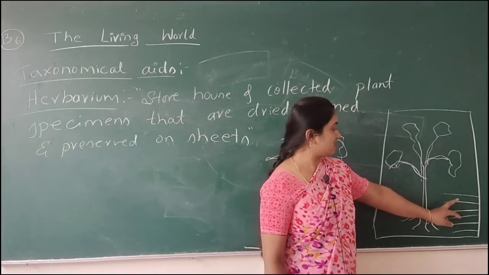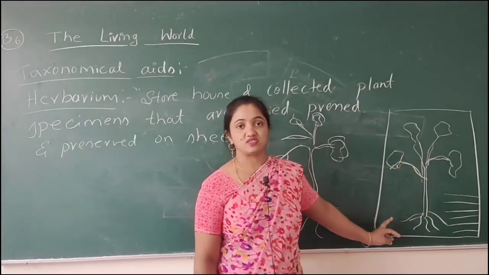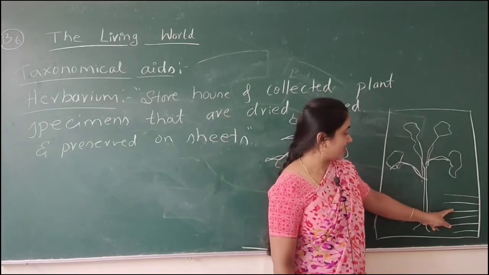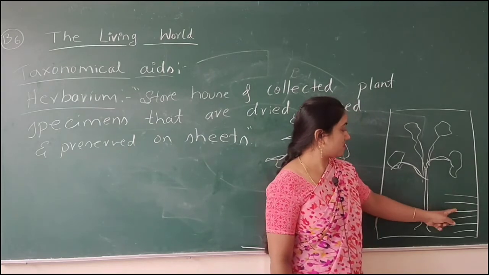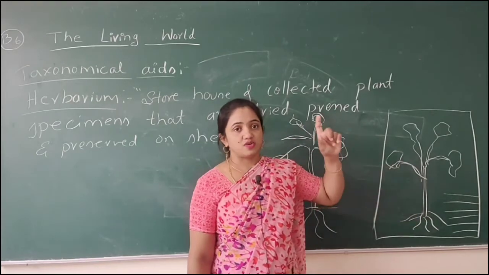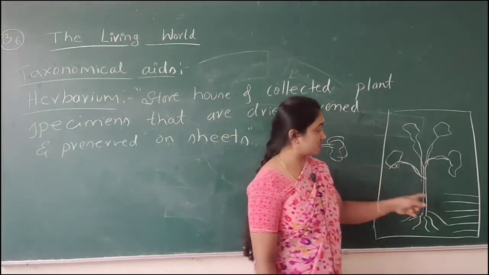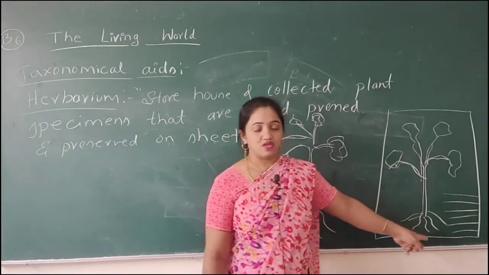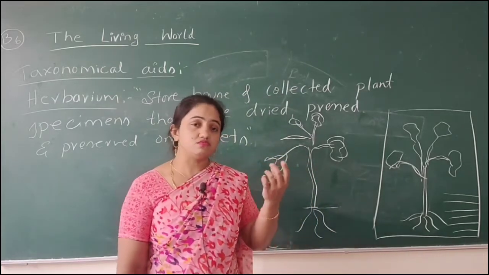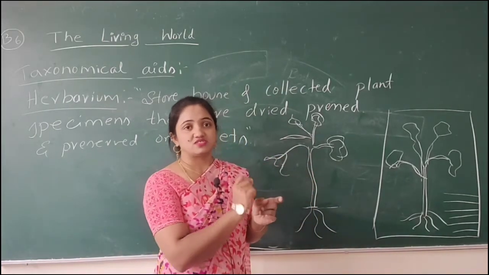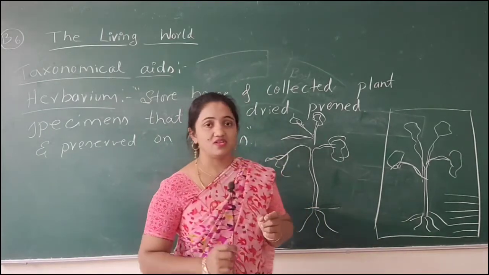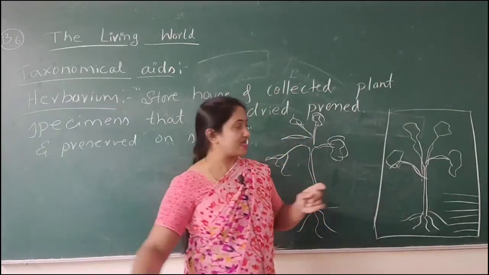The next is, when did you collect that plant species? The collection date, you have to write it on that sheet. And the next is the collector's name. Collector's name means, suppose you have collected that species, you have to write your name. Or if someone gave you the plant just to observe, saying it is very beautiful, if someone gives that plant, you have to write their name.